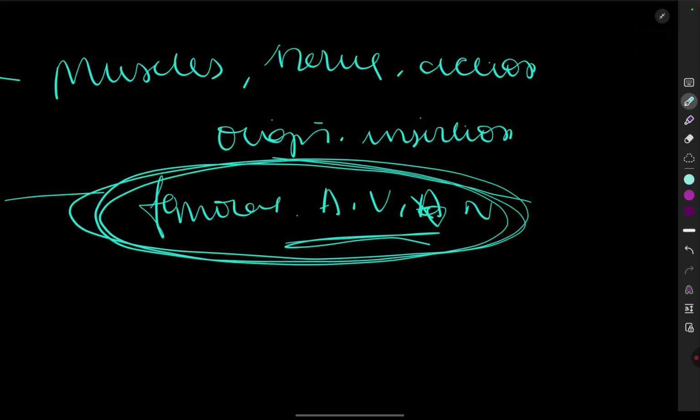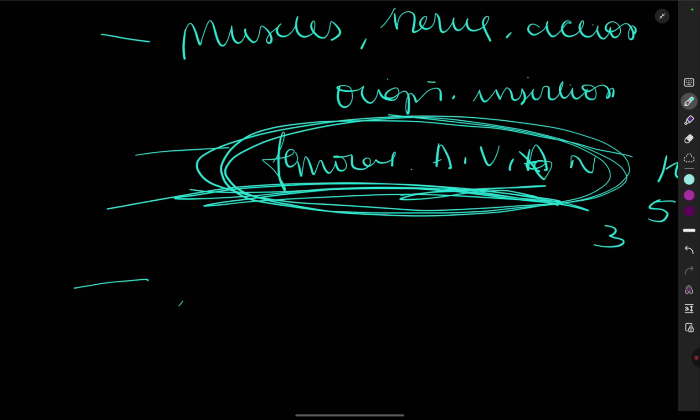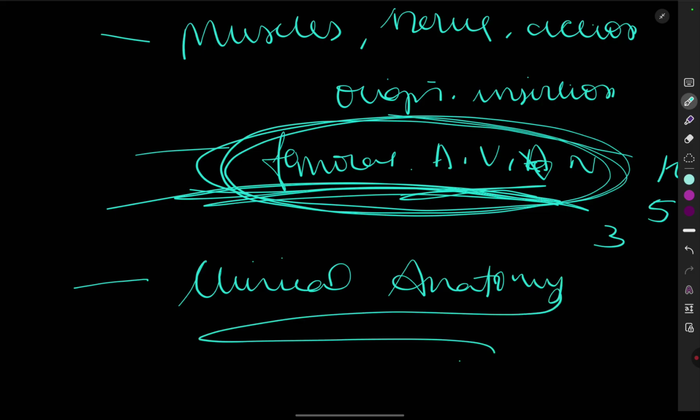This section is very important for the exam. It can be asked for 10 marks or 5 marks or even 3 marks. So we are going to put emphasis on this topic, and in the last video we are going to do the clinical anatomy of the whole chapter with mnemonics. I'll be posting that very soon, so please make sure to watch the video.